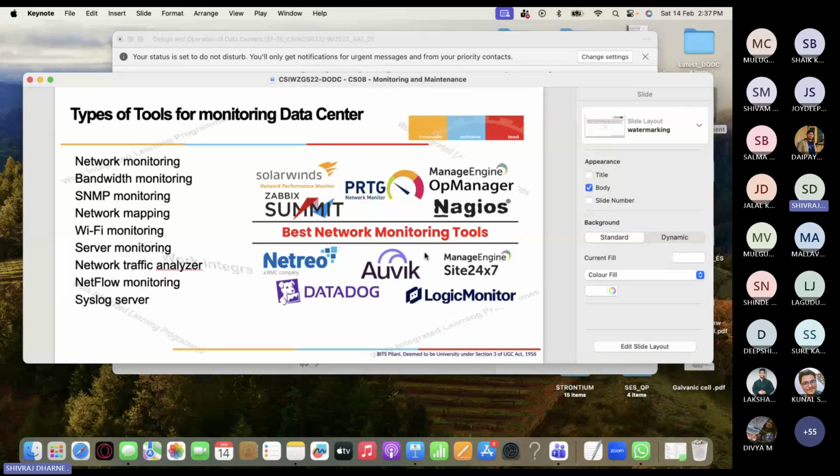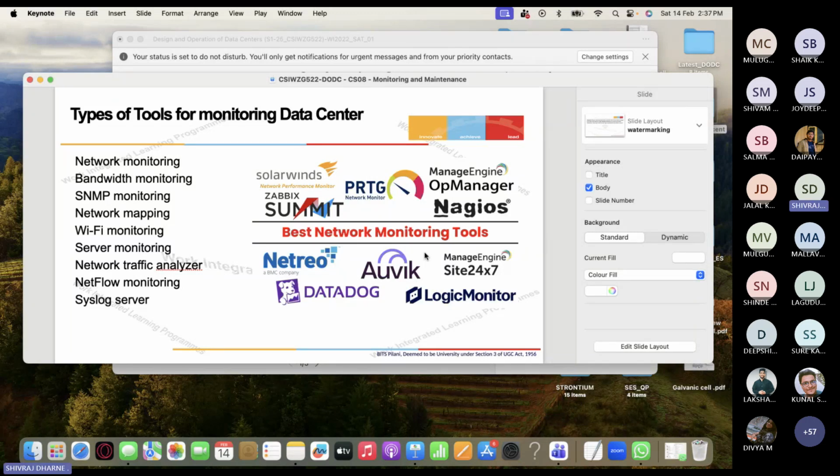Anybody knows who makes LogicMonitor? Anybody knows who makes LogicMonitor? LogicMonitor is a tool for data center management. Which company gives it?